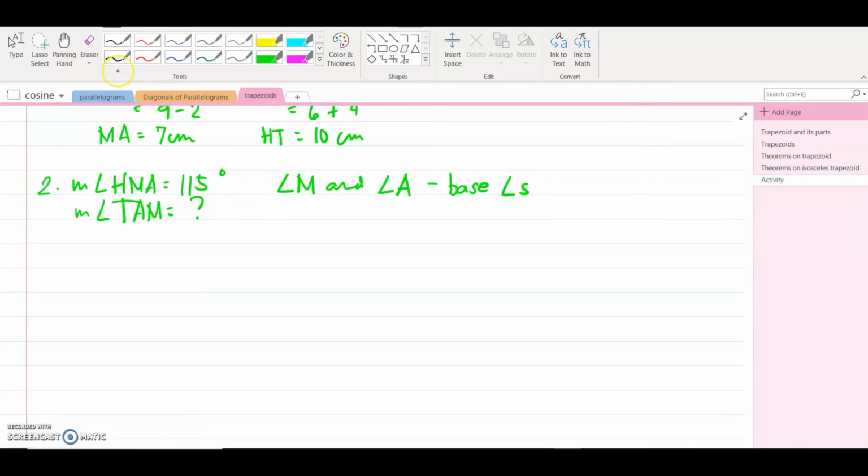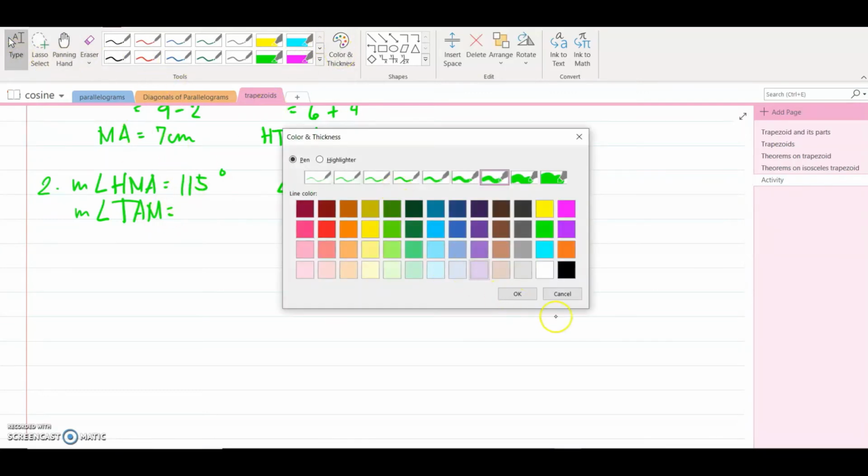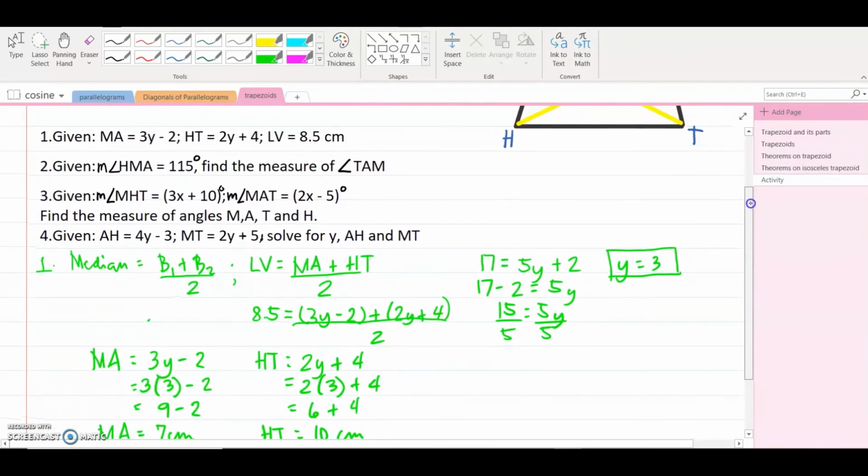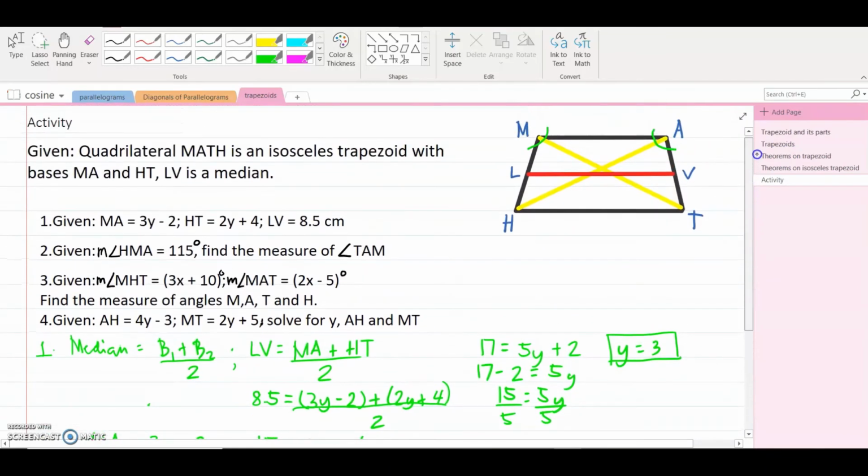So therefore, the measure of angle TAM is also 115 degrees, since angle M is congruent to angle A with respect to the base angles. Okay? Next, let's have number 3.